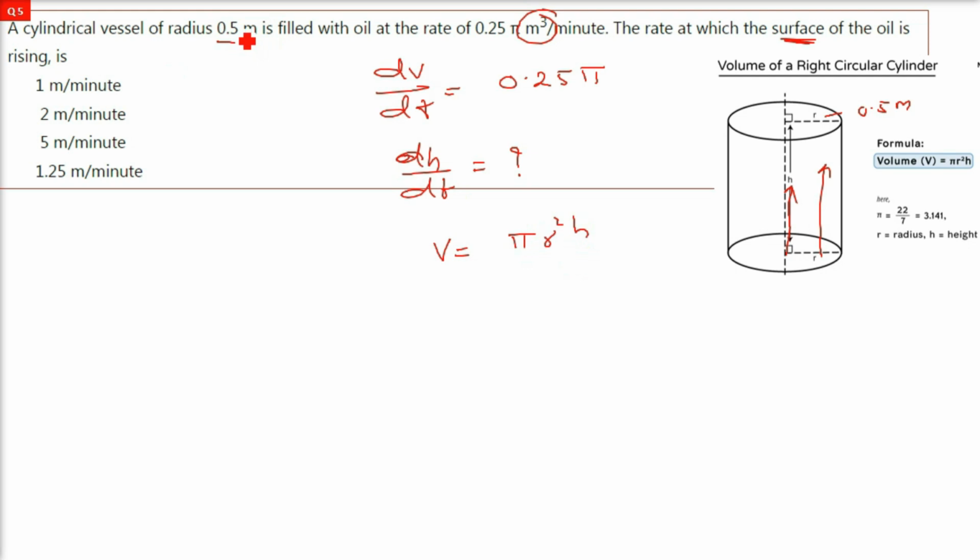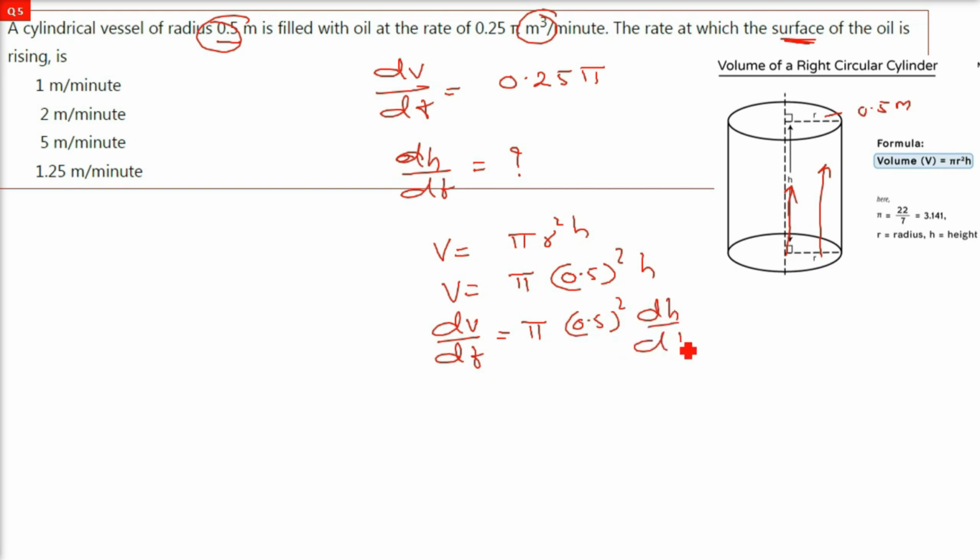Now it's better that those things which are constant we can just directly write, rather than differentiating using the product rule. We have to assume r square is constant, then differentiate h, and vice versa in the other case. So I'm just writing this as 0.5. This is already given, 0.5 whole square, and this is r square. And this is dH by dt. Differentiate both sides, dV by dt. So this is 0.25 pi, denominator pi, 0.5 into 0.5 is again 0.25. So the numerator and denominator will get cancelled out. dH by dt is simply 1.